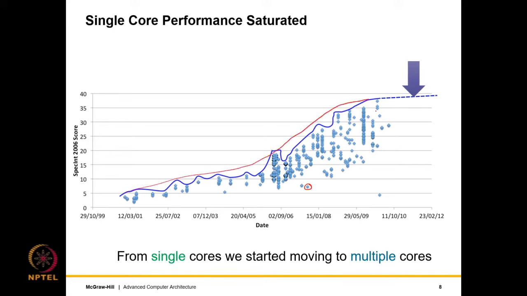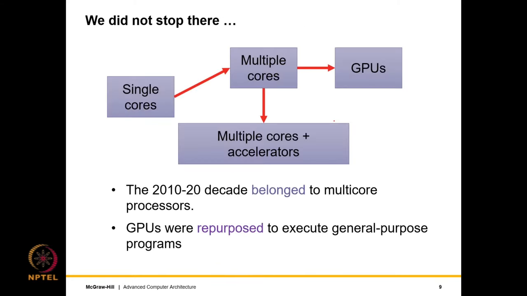A core, we will define it more formally, but for now think of it as a pipeline and a cache, the combo of a pipeline and a cache. So a single core or a single processor had its performance saturate way back, a decade ago. After that, development in that area got stalled because of saturation. So what people moved to was multi-core processors. From single cores, they moved up the hierarchy, up the chain, and went to multi-core processors.